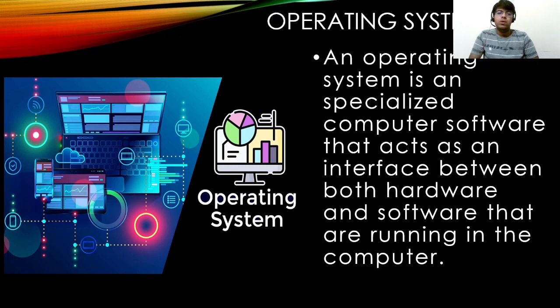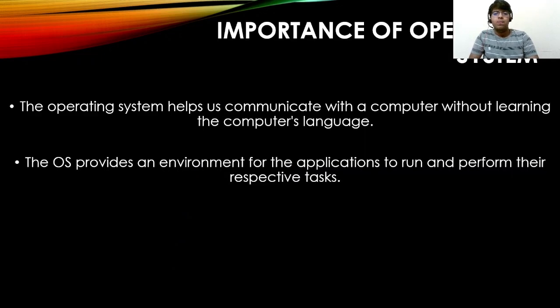It can be said to be a specialized computer software which acts as an interface between both the hardware and the software which is running in your system. It can also be said to be an interface between the user and the system. Talking about the importance, the OS helps us to communicate with the computer without learning its language, meaning it acts as a translator for you to translate your words into the computer's binary language. And it also provides an environment for the applications to run and perform their tasks.